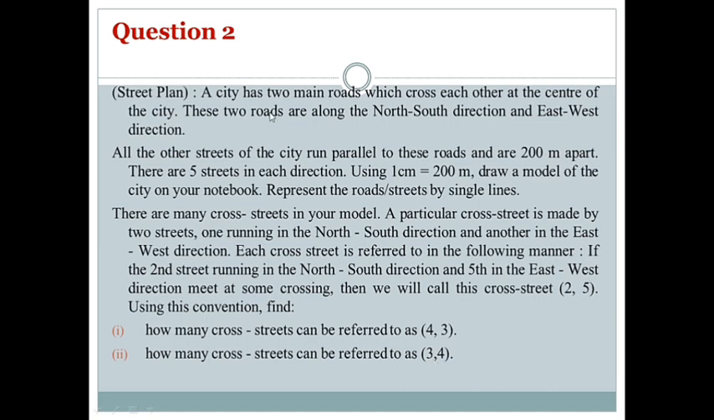So what is given here? There are two main roads crossing each other at the center of the city. These two roads are along the north, south and east, west directions. First we will do this one. So here there are two streets as given in the question. Here we have drawn the two lines. They are meeting at this point. We will consider it as the center.